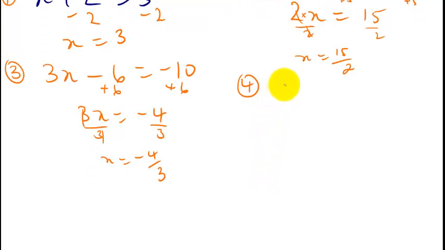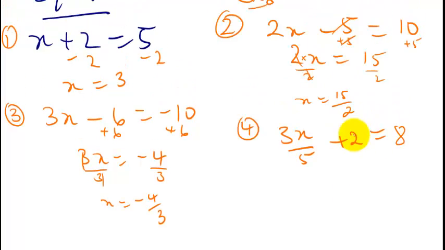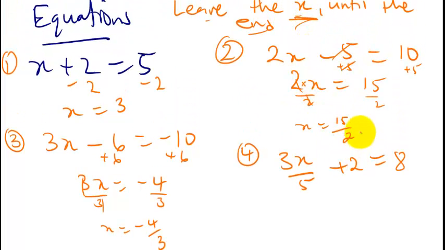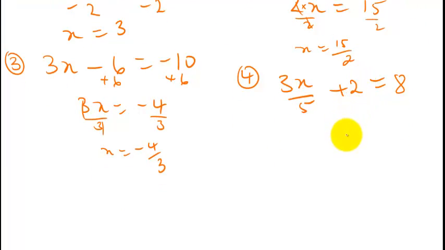What if I put it as a fraction now? So 3x over 5 plus 2 is equal to 8. Alright, what do I get rid of first? The 3, the 5, the 2, or the 8? The 2. Whatever's attached to the x, leave it to the end. You can't keep forgetting that. You gotta keep saying it in your head. So I get rid of the 2. Take away 2.